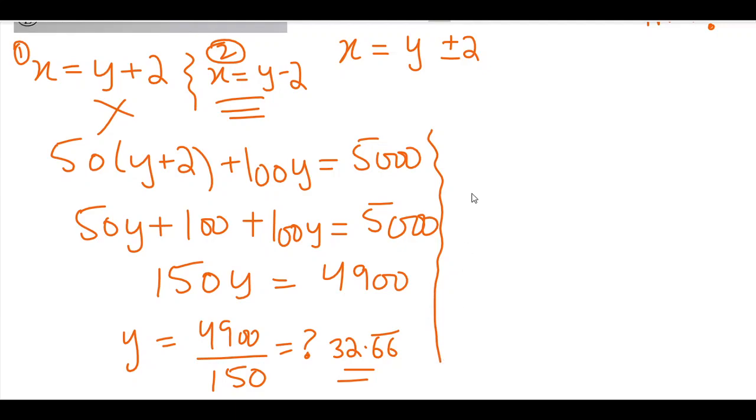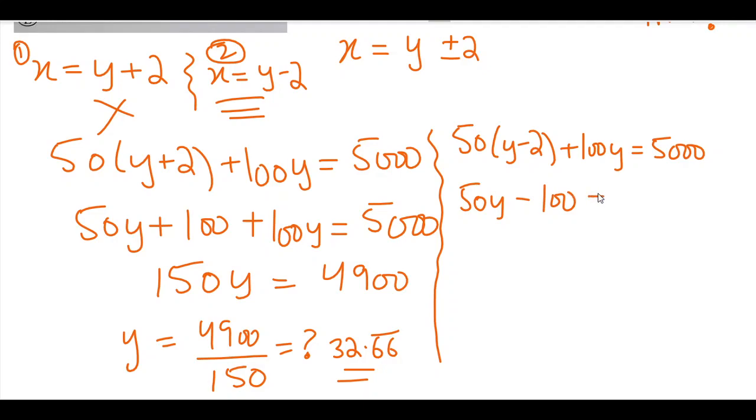Okay. So I'm just going to do the same thing, just use my second case over here. So 50y minus 2 plus 100y with 5,000. This is going to be 50y minus 100 plus another 100y with 5,000. So what's this going to be? 150y. And this time it's going to be added to this 5,000, it's going to be 15100.